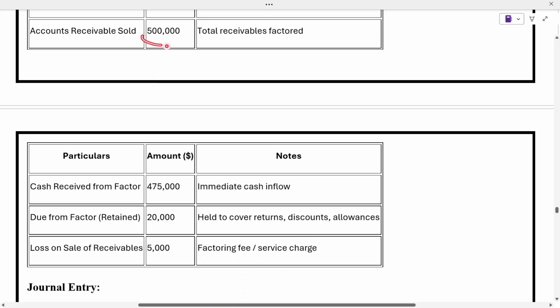So if you see again, you have given your $500,000 worth of receivables to the factor company, and the factor company has given $475,000 to you, and then $20,000 is kept by the factoring company, not paid to you as of now. This will be paid at the last, when the entire recovery is done from this accounts receivable. So this is just like a security to cover returns, discounts and allowances. And finally $5,000 is the factoring fees or service charge.